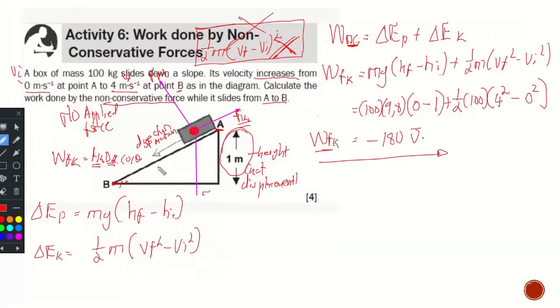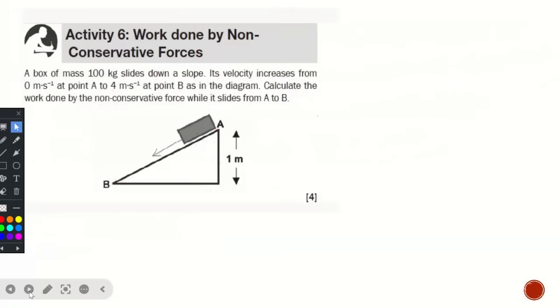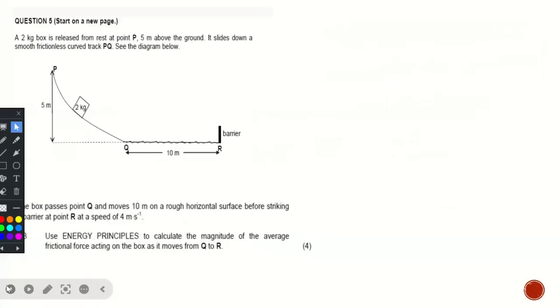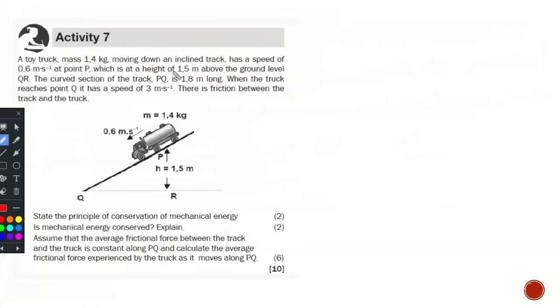Okay, so let's look at another example to calculate the work done by non-conservative forces. Now they say a toy truck of mass 1.4 kg moving down an inclined track has a speed of 0.6 meters per second at point P, right? At this point there initially, okay? And then which is at a height of 1.5 meter above the ground level QR. The curved section of the track PQ is 1.8 meter long. When the truck reaches point Q, it has a speed of 3 meters per second. So at this point, it's 3 meters per second.